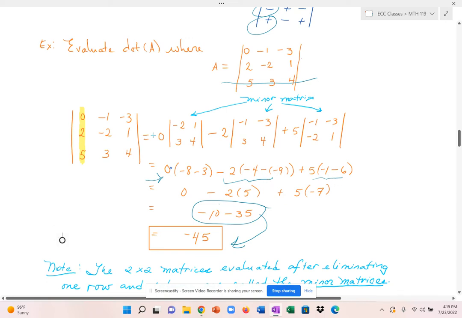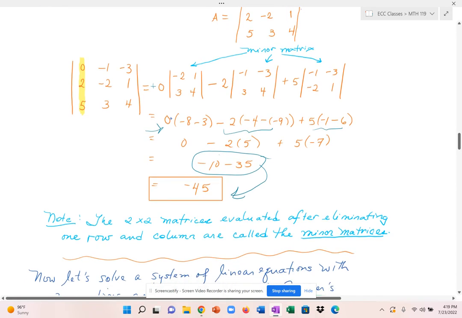Okay. The 2 by 2 matrices evaluated after eliminating one row and one column is called the minor matrix. So that's what we mean by the minor matrix. Okay. All right.